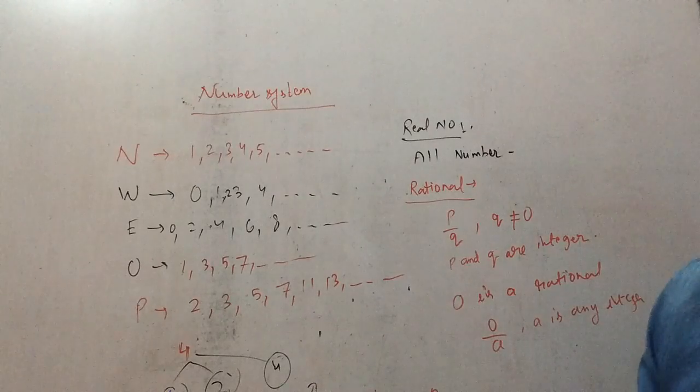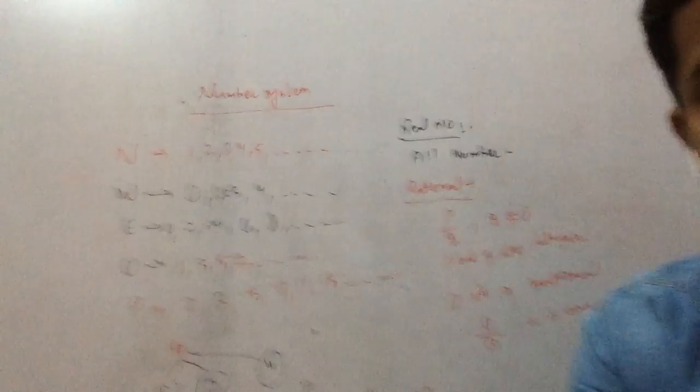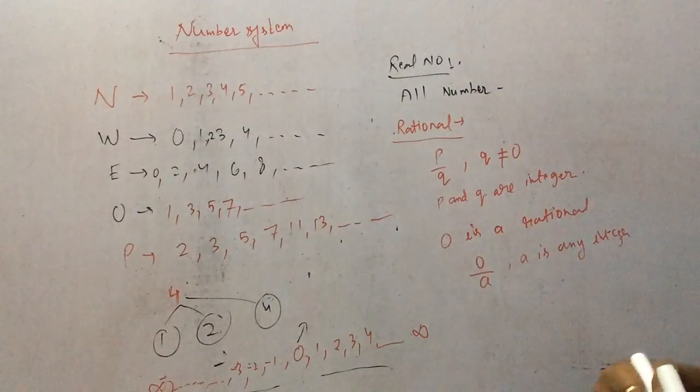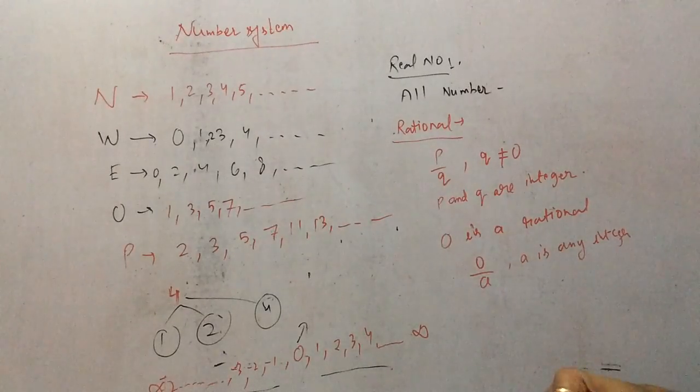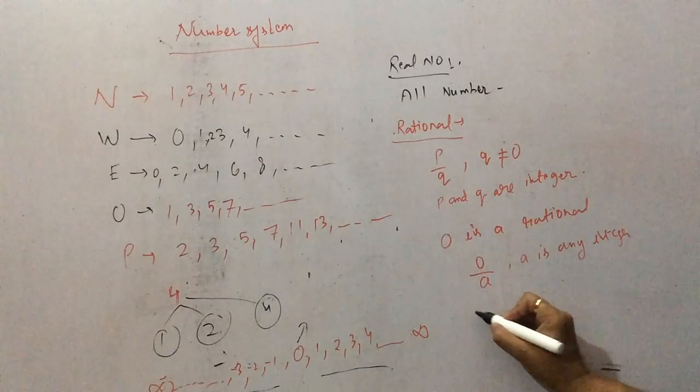An irrational number is a number which cannot be written in the form p by q.